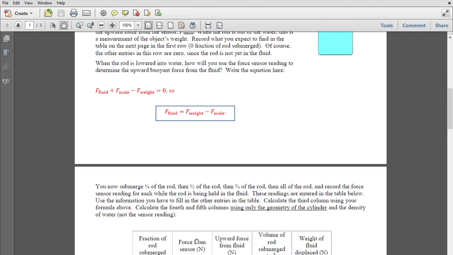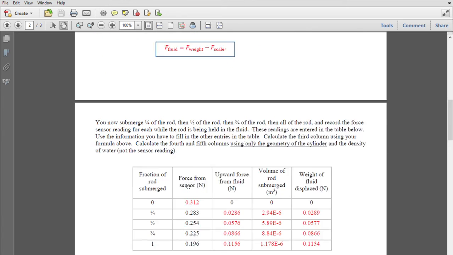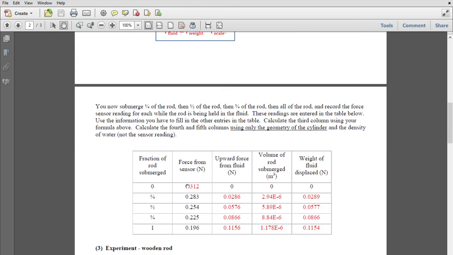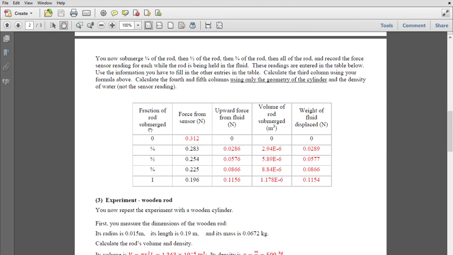Turn it into a force. So that's how we're going to calculate what the fluid force, or the buoyant force, is. So we're supposed to now fill in some data points in this table right here. The idea is we're going to submerge the rod by a certain fraction, right? So first 0% submerged, then 25%, then 50%, then 75%, and then 100% submerged.